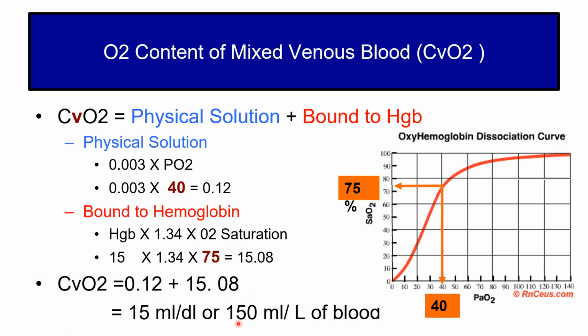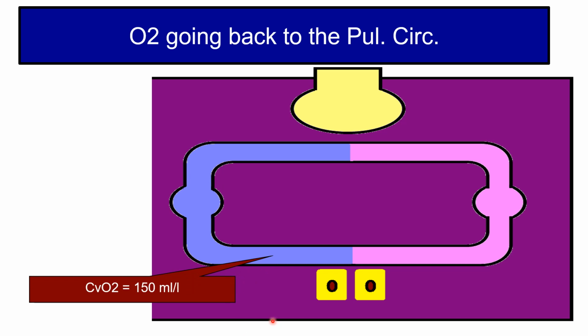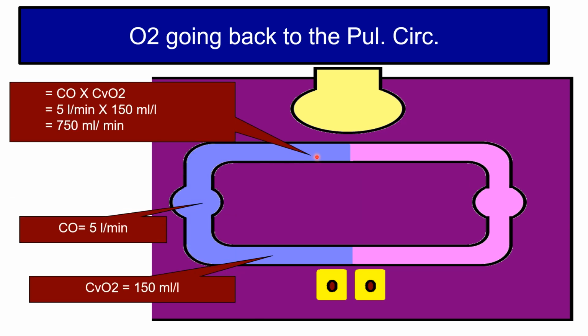That's roughly around 150 ml per liter of blood. So the mixed venous blood has a content of 150 ml, and if the right cardiac output is 5 liters, the amount of oxygen delivered to the pulmonary capillaries is roughly around 750 ml.